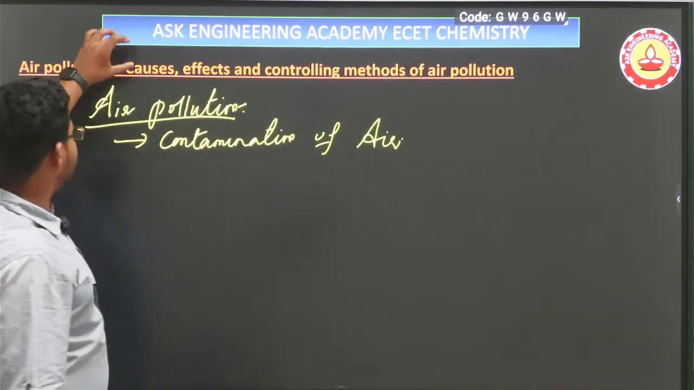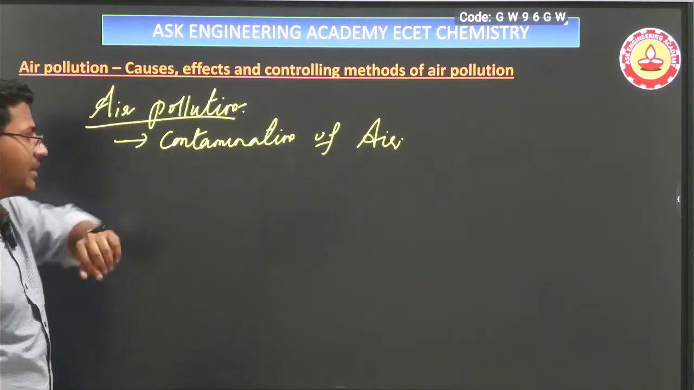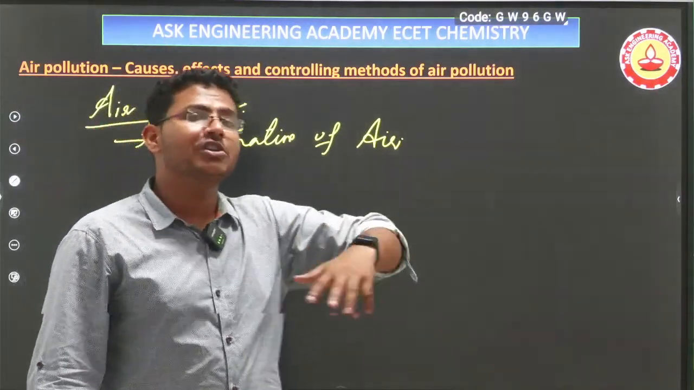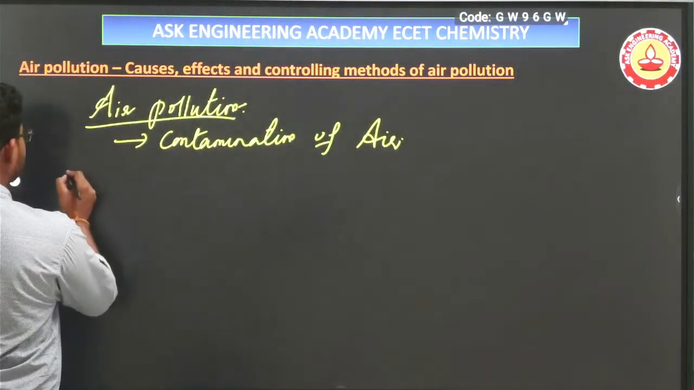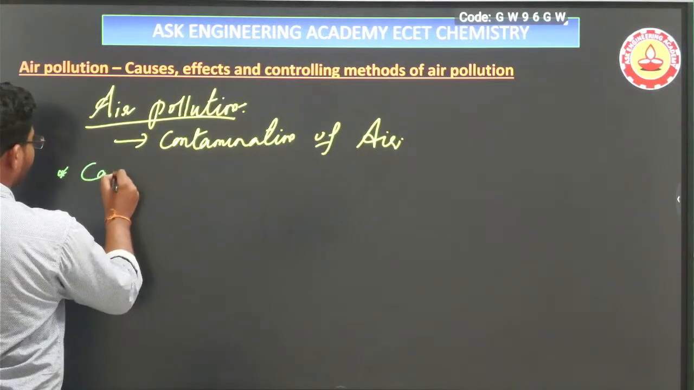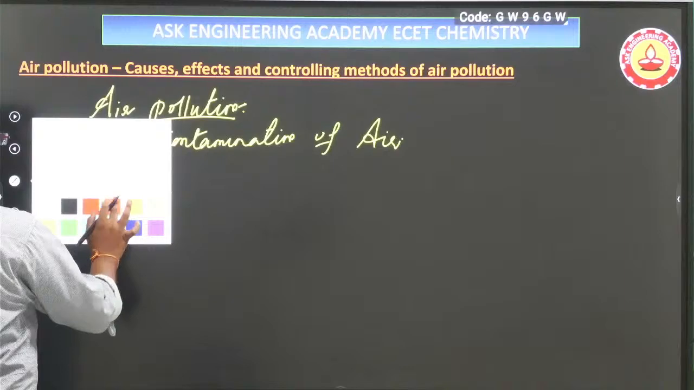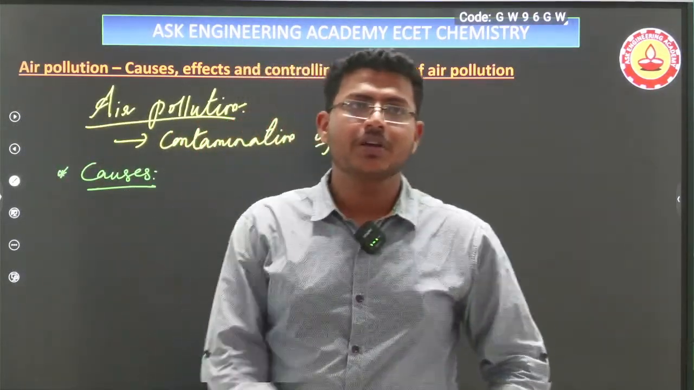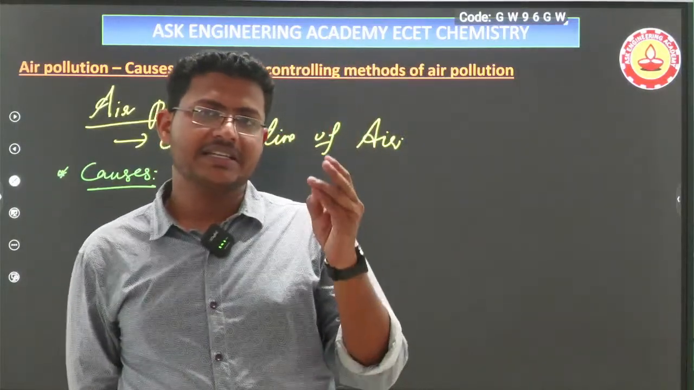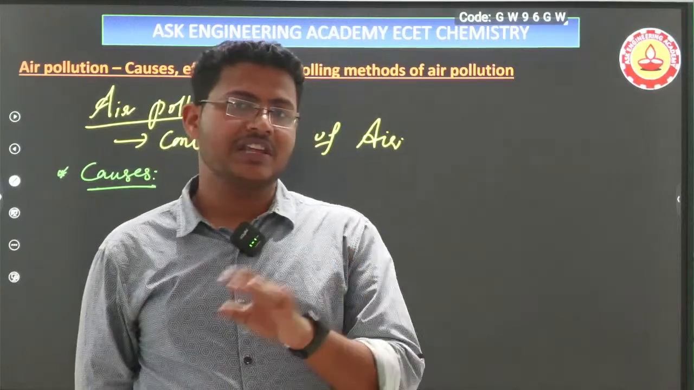First, in air pollution we must discuss the causes. That means why air pollution is happening. Causes of air pollution: how is air pollution caused? For example, we already discussed various air pollutants such as smoke, dust, nitrogen oxides, sulfur oxides.